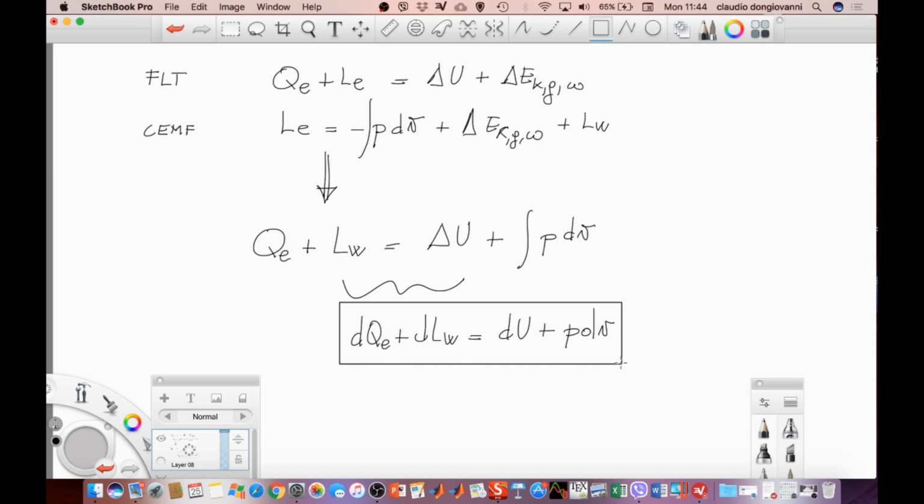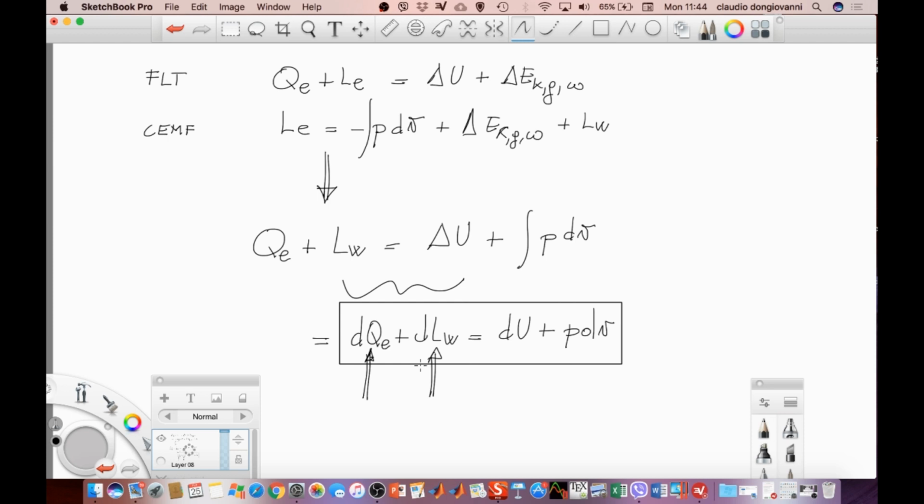The state of your system changes. Why? Look at the right. Because you are providing heat. It says that there is no difference from the point of view of your system if the heat is coming from QE or is coming from LW. No difference. It's always heat that is coming.